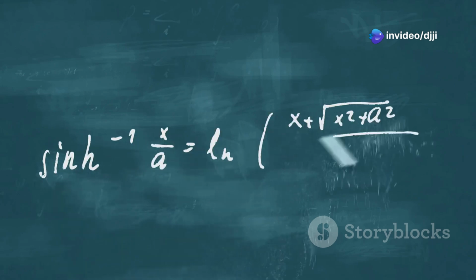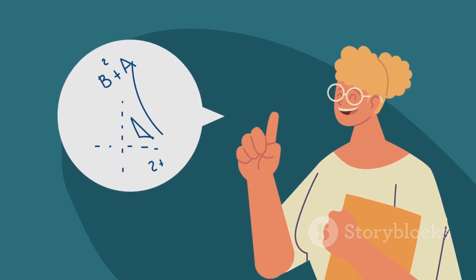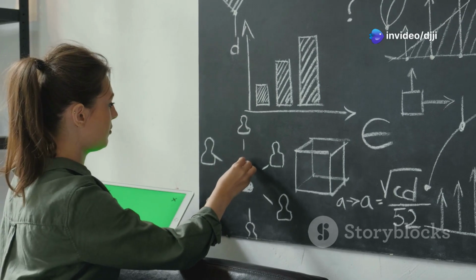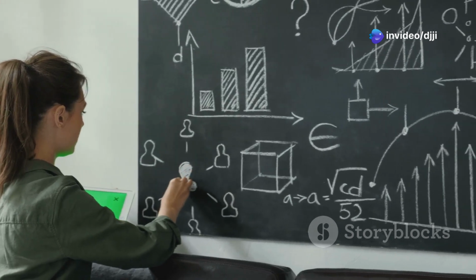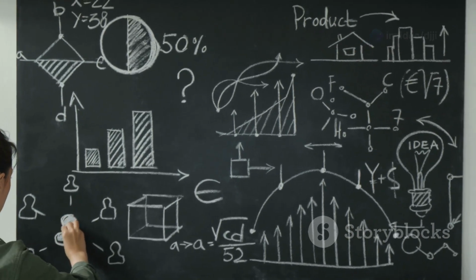Parallelograms have opposite sides that are parallel and equal in length. The perimeter is calculated the same way as a rectangle. Perimeter equals 2 times the sum of L and W. The area is found by multiplying the base by the height, which is the perpendicular distance between the base and the opposite side. Area equals B times H.